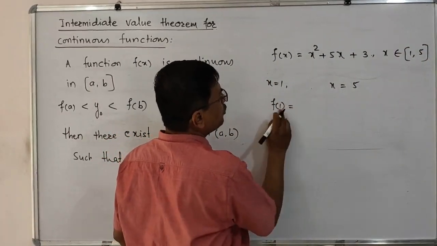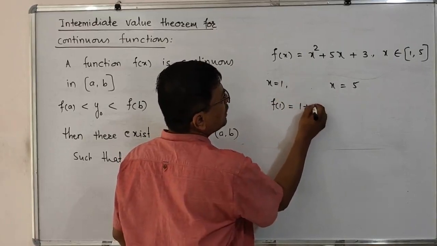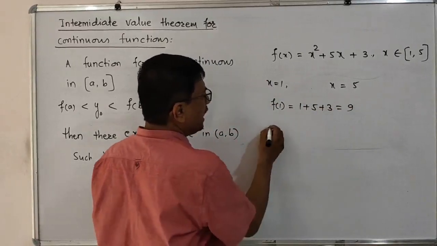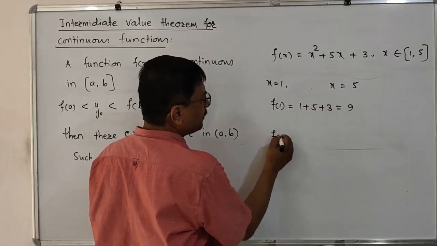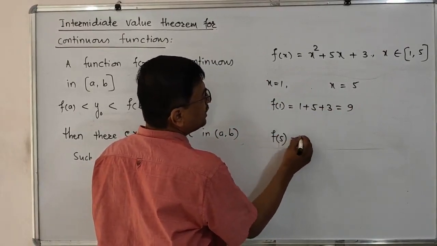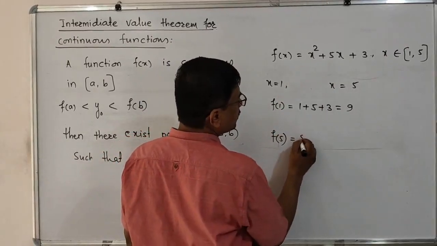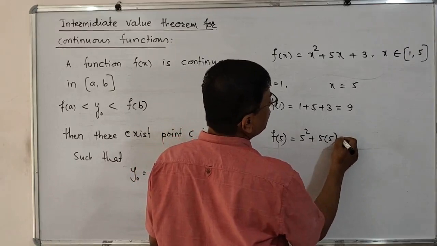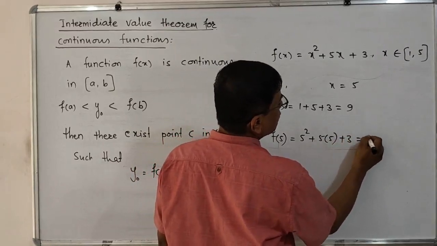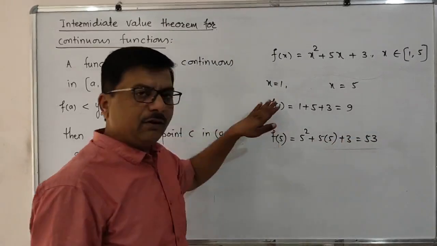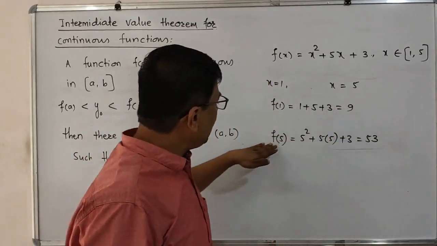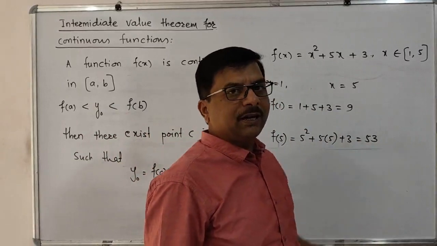What is f of 1? Put x is equal to 1 here. 1 plus 5 plus 3, that is nothing but 9. And if you find f of 5, then it is 5 square is 25 plus 5 into 5 is 25, plus 25 is 50, plus 3 is 53. Now here we can observe f of 1 is nothing but 9 and f of 5 is nothing but 53.